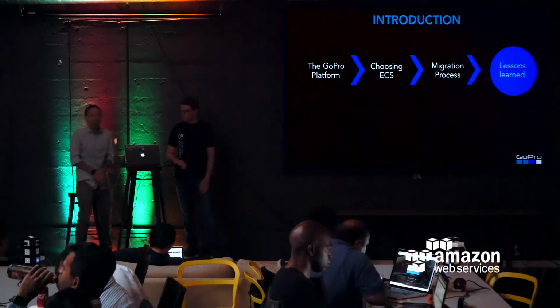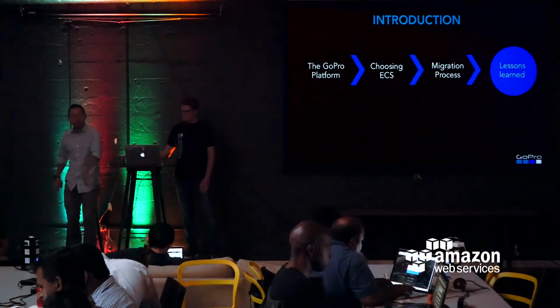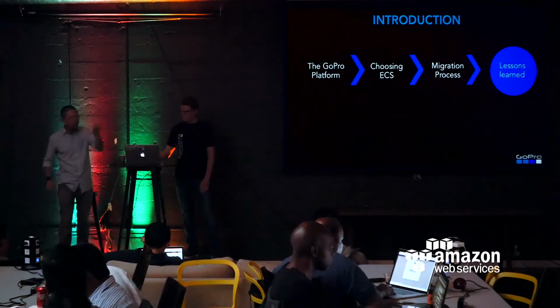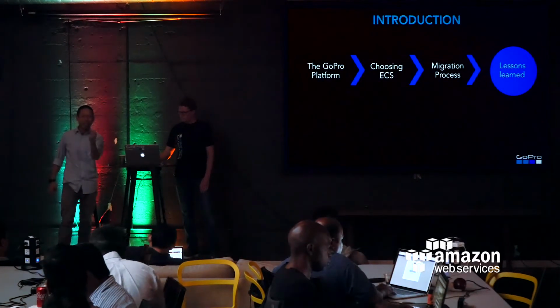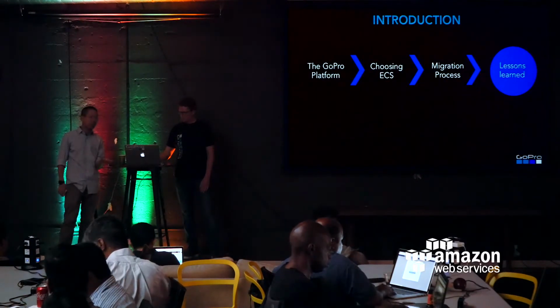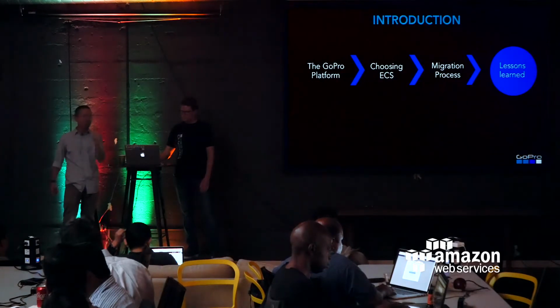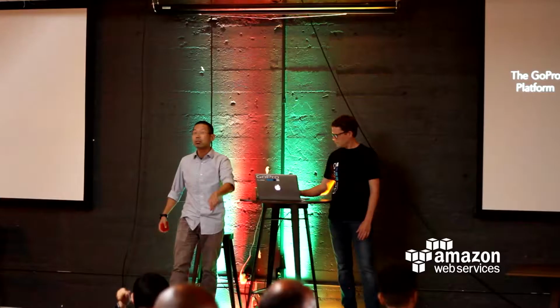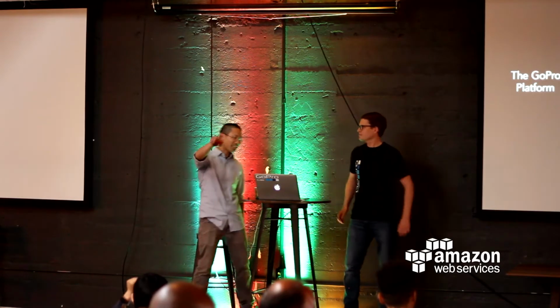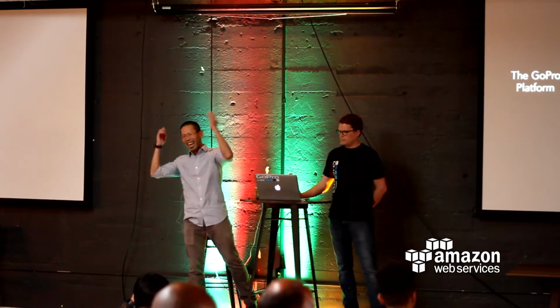Then the migration process. Here we go into the nitty-gritty stuff, the more important stuff you probably care about, like how the heck we did that. We're going to talk about IAM roles, Terraform, and throw in some buzzwords like orchestration. Pretty cool, huh? And finally, lessons learned. What the heck did we learn?